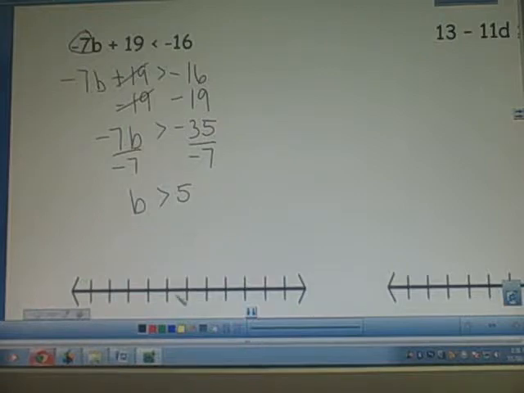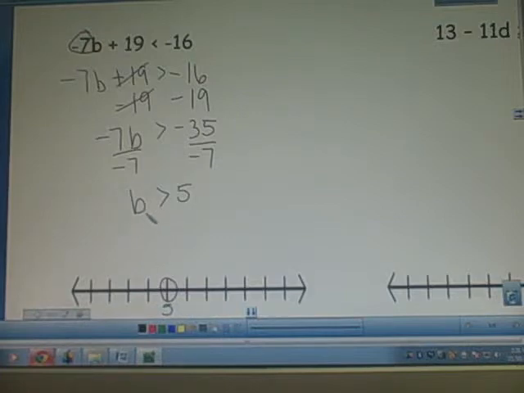Now I'm going to go down to my number line here, and as you can see, my number line is not labeled, so that leaves me the freedom to put my 5 anywhere I'd like. So I'm going to put it right here, kind of towards the middle there. And since it's less than or greater than, as we talked about yesterday, we circle 5. We use an open circle.